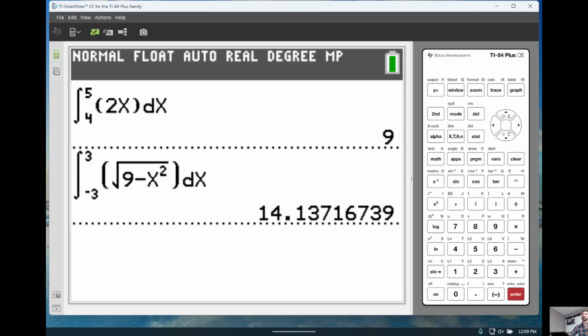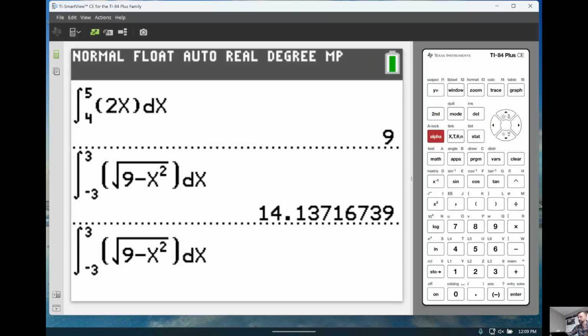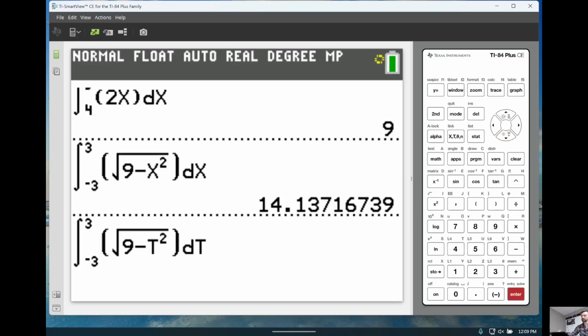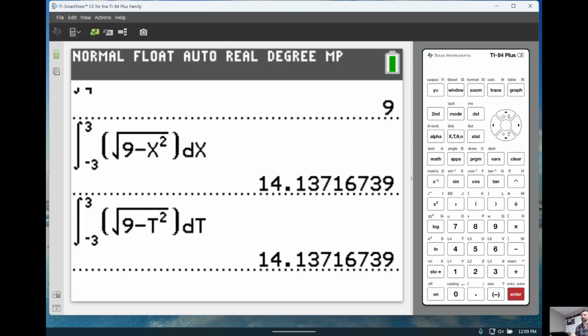I don't know if you noticed that, but man, my calculator is struggling there. That's not an easy thing for it to compute. If you want to do X's, that's fine. If you want to change them to T's, alpha 4 gives you T. That's fine too. You just need to be consistent. If you're going to use X's, make sure you use X's all the way through. If you want to use T's, make sure you put T's all the way through. But same exact thing. So that was a calculator question. You don't have to write anything down there. You're not doing anything but plugging it in.